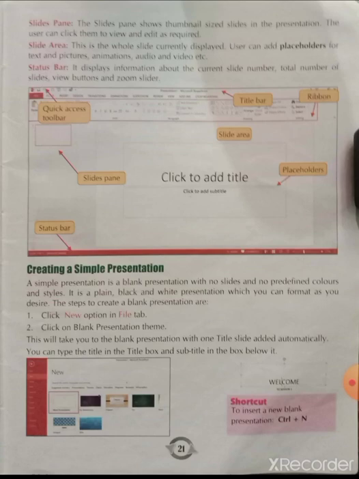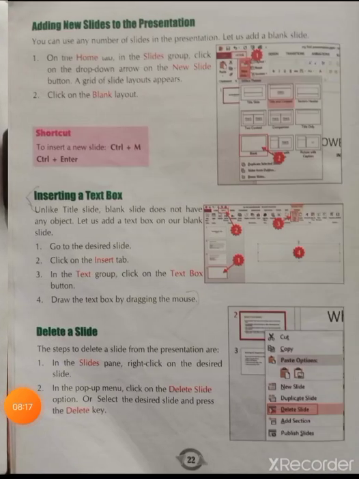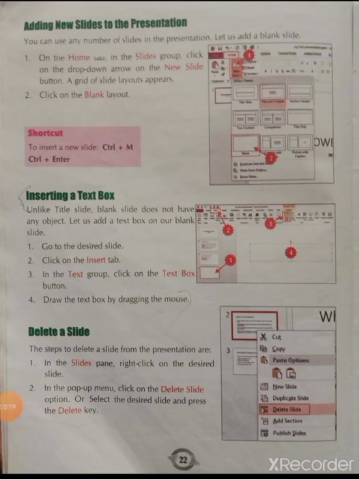Understanding, children? Yes. One shortcut note is given, to insert a new blank presentation. There are shortcut keys to open a blank presentation. For that we have to press Ctrl plus N. This is how it will open the blank presentation theme using the shortcut key. Understanding? Let us move to the next point, adding new slides to the presentation.